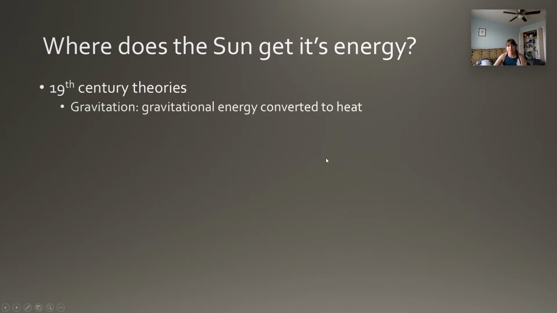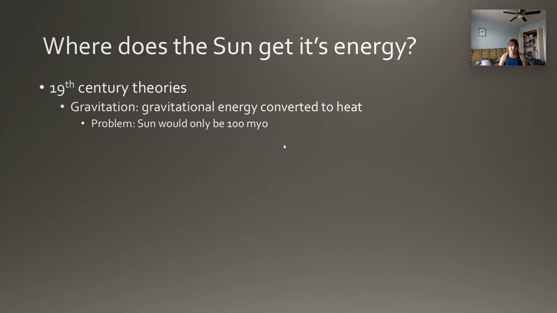One of the theories for where the sun gets its energy was gravitational energy. The theory was that gravitational energy would pull in, converting into heat and powering the sun. The problem with this was that estimates would make the sun only about 100 million years old for gravitational energy to be powering the sun. And at the time, back in the 19th century, that seemed like enough time.